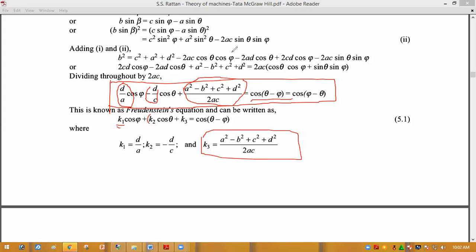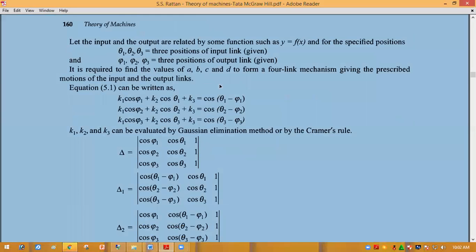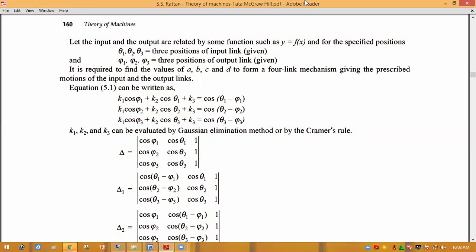For example, if three input angles are given, then we will have three Freudenstein equations, like k1 cos phi 1, k2 cos phi 2, and so on. See here, let the input and output be related by some function such as y equal to f of x for the specified positions. Here y is the output, which is dependent on x. x is the input, and here the input is the angles. So the output is dependent on the input.